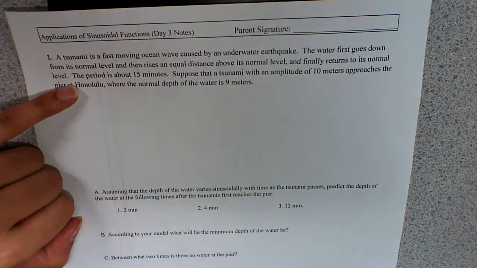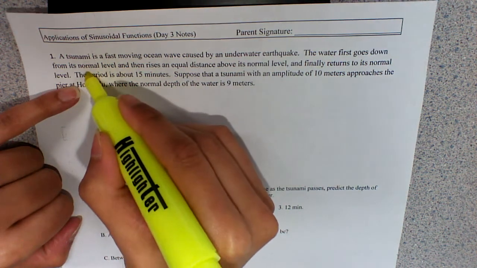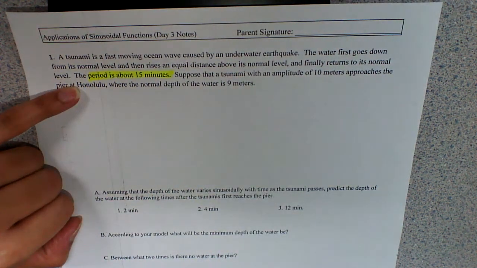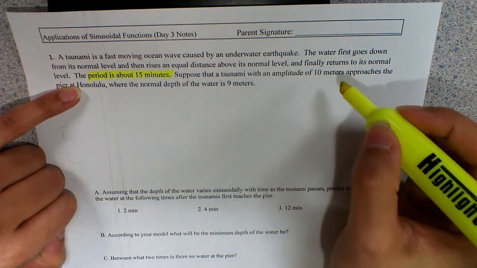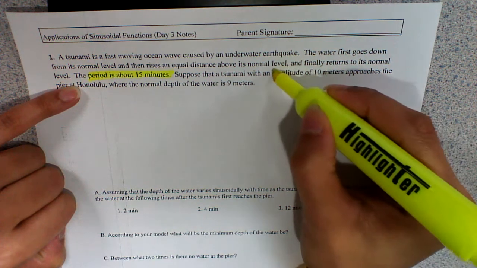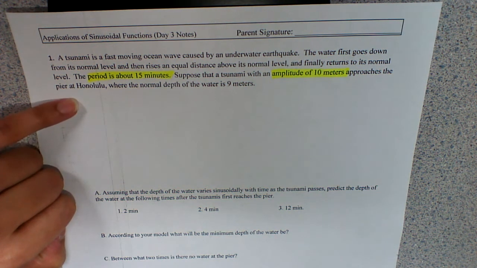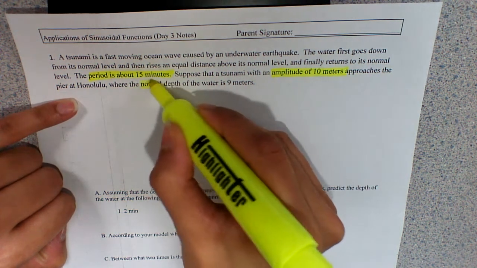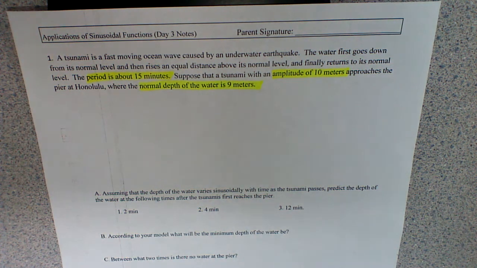And then it tells you some information that's very direct and to the point. The first thing it tells you is that the period is 15 minutes, so that's the time it takes to, for example, reach a high tide and come back to a high tide. And it tells you that the amplitude of the tsunami is 10 meters. So again, that's very direct for your graph, very easy to put on there. And lastly, it tells you that the normal depth of the water is 9 meters.